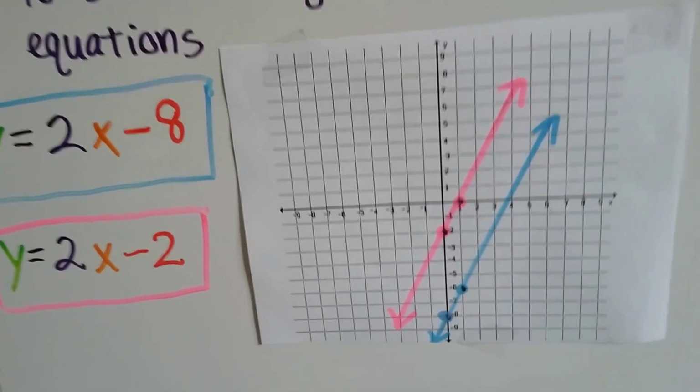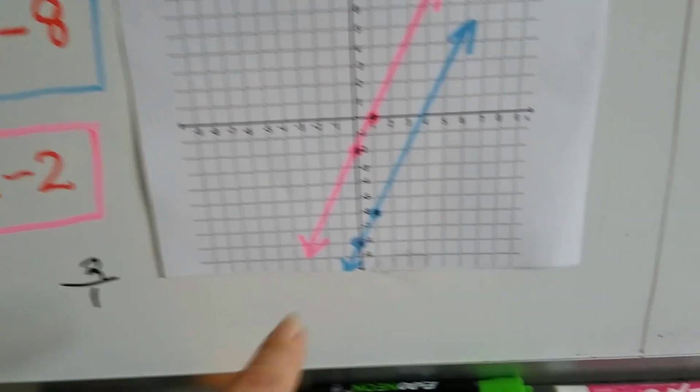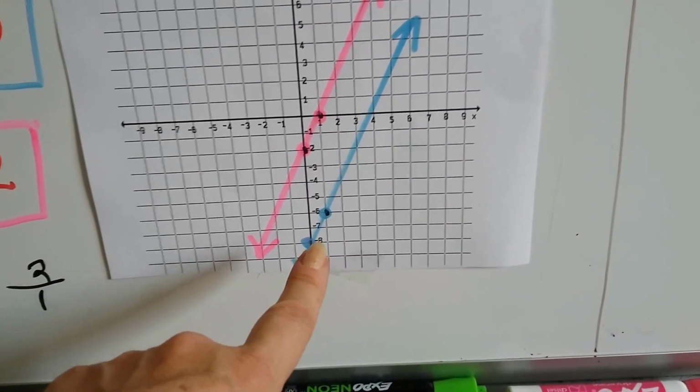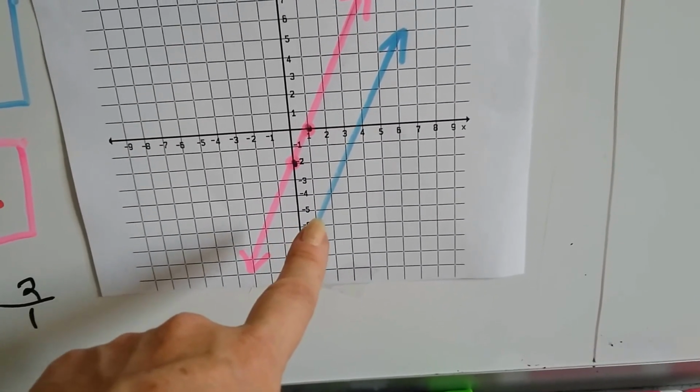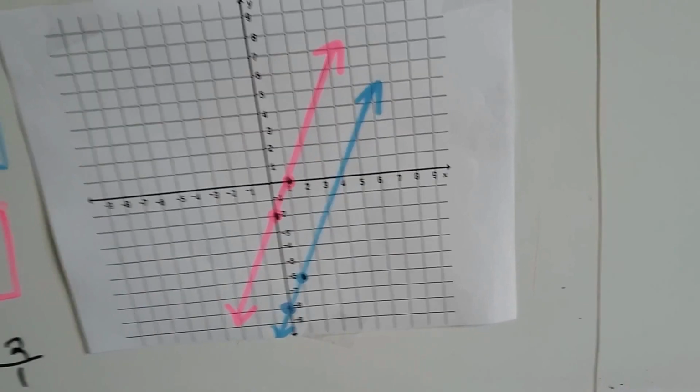And how do we do a slope of 2? Well, it's a 2 over a 1. It's the rise over the run, right? So we're going to go up 2 and run over 1. So that's our other point. We draw a line through it, and that's our blue line.